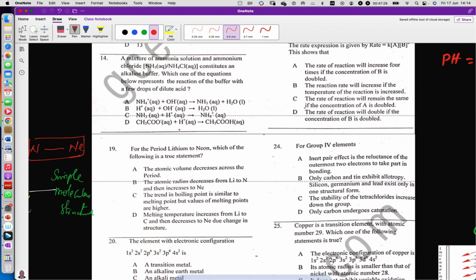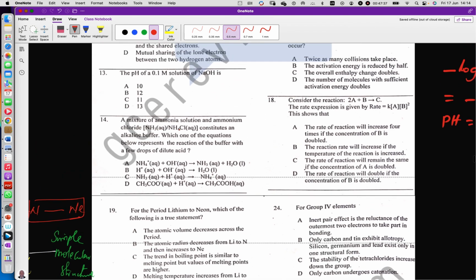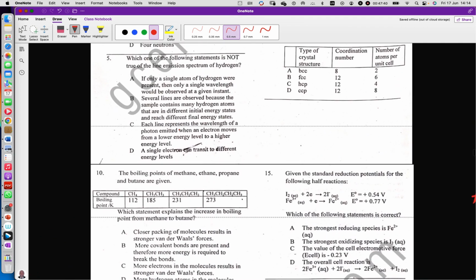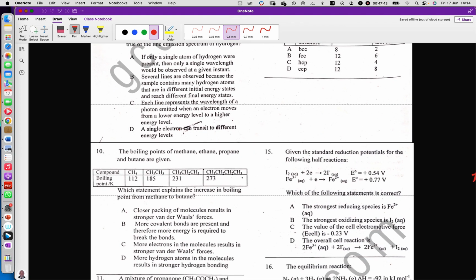Question number 15. We have question number 15 that has to do with, given the standard reduction potential for the following half reactions. You have iodine aqueous plus 2 electrons to give iodides. You have iron 3 plus plus an electron to give iron 2 plus, oxidation reduction.